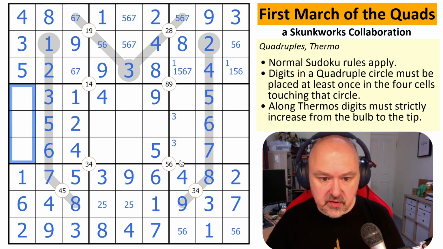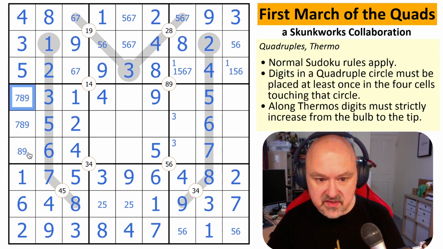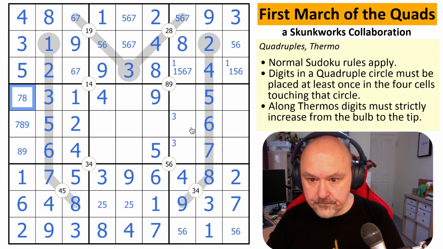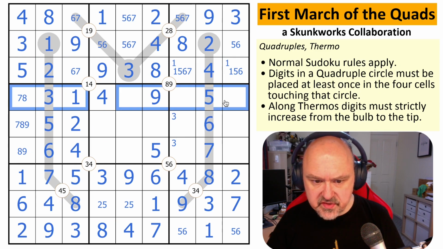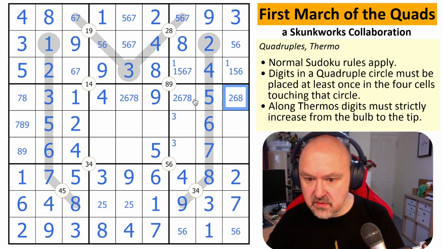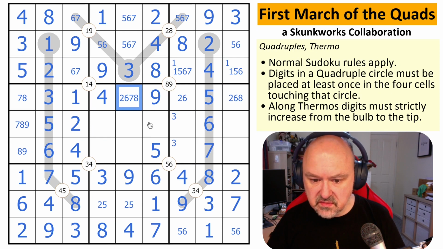I love what quad logic does. This has to be 7, 8, 9. That's not 7. That's not 9. This row seems to be the most constrained. I need 2, 6, 7, and 8. So 2, 6, 7, and 8. That's not 7. That's not 7 or 8. Ew.